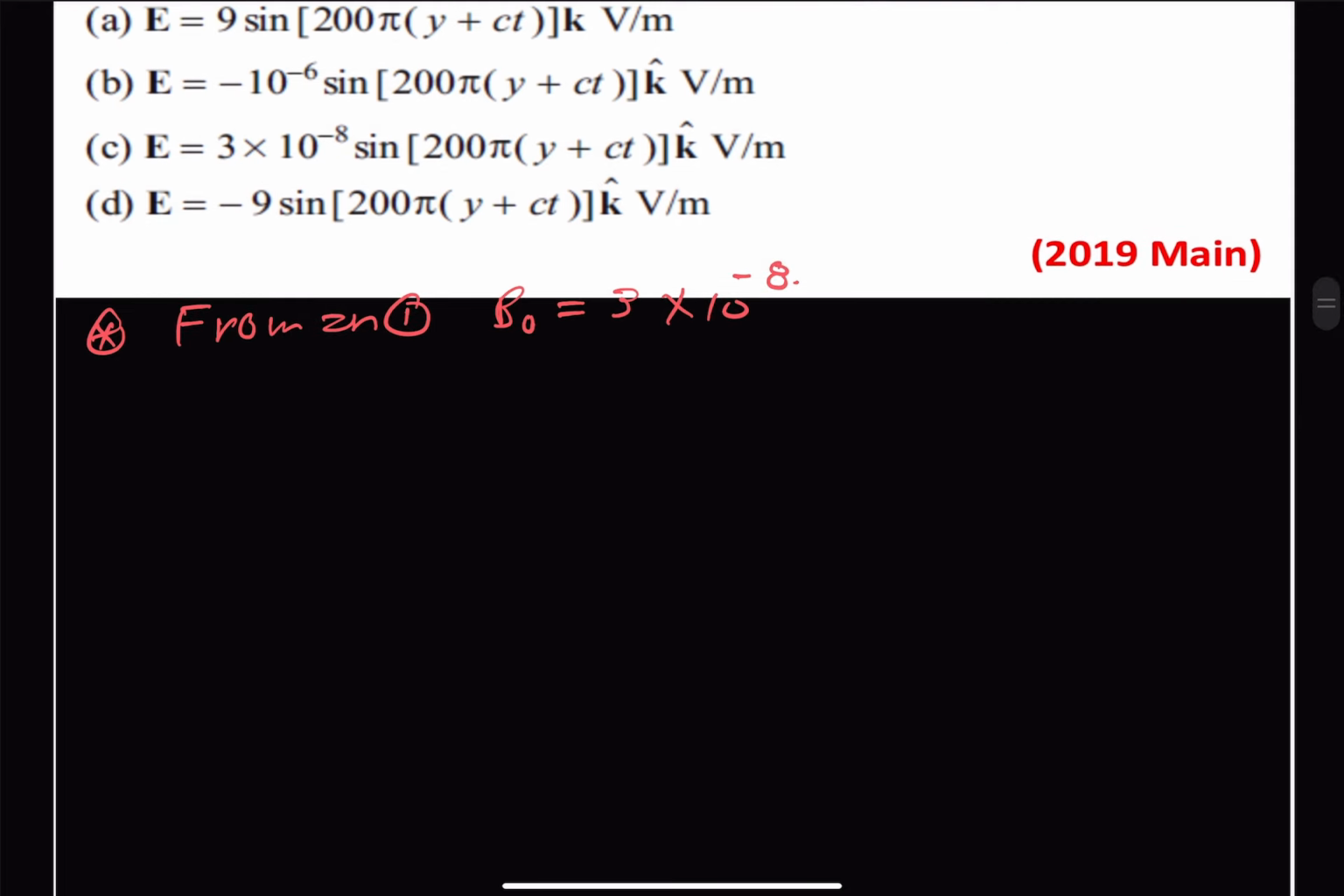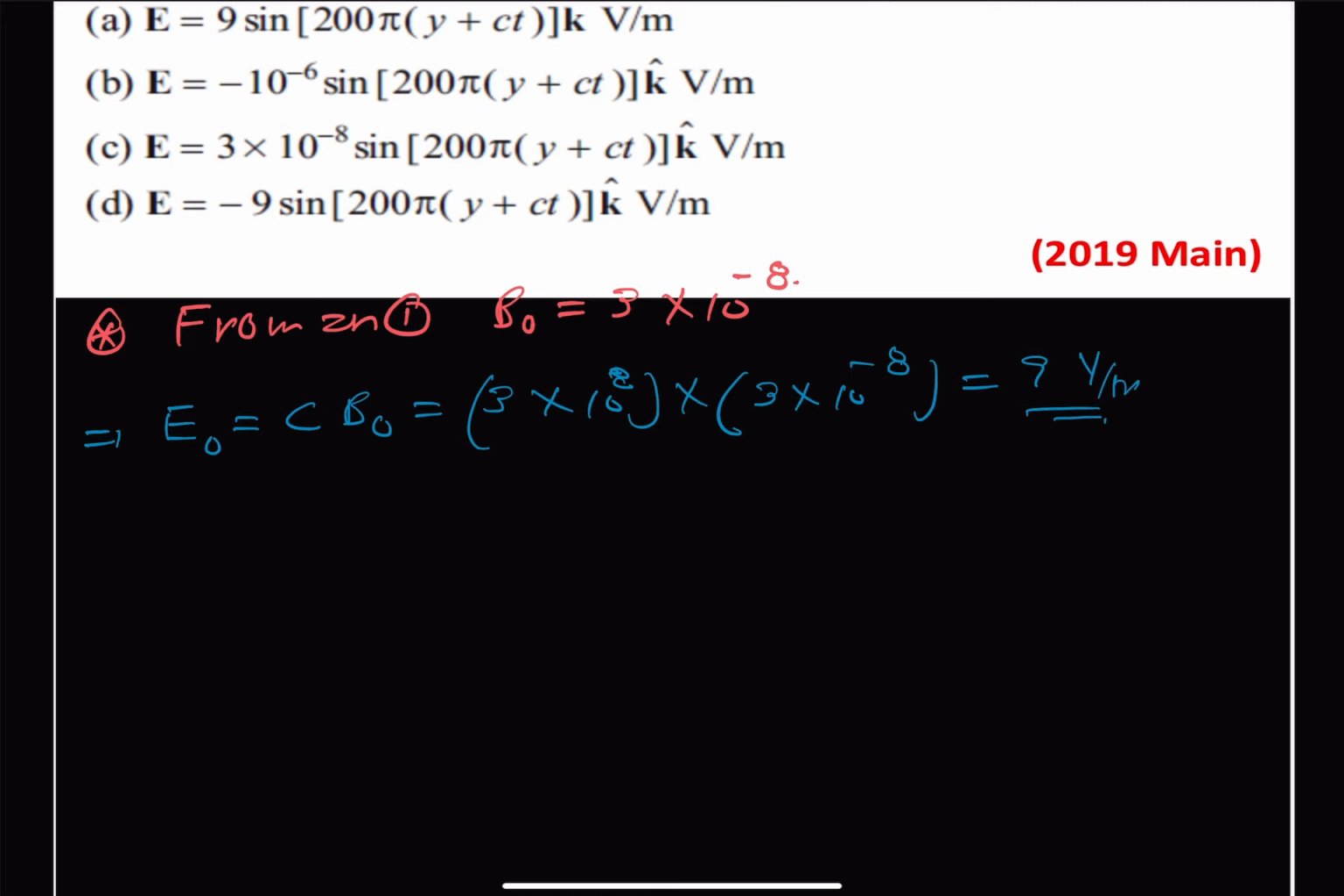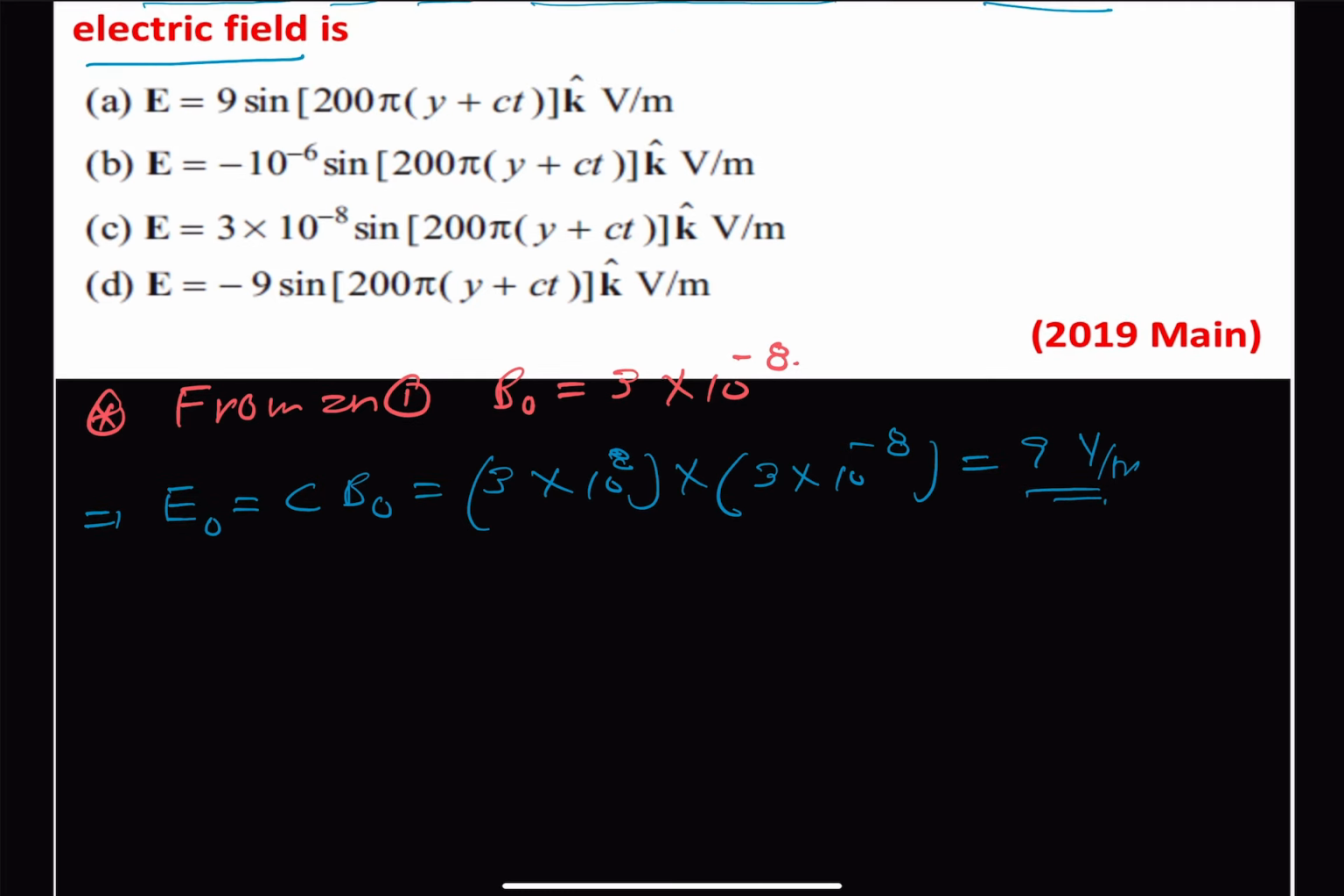And we know the relationship between electric field and magnetic field. Therefore, we can say our E0 is equal to C times the magnetic field. So we get 3 × 10⁸ multiplied by 3 × 10⁻⁸, which comes as 9 volt per meter. So at least we can say that options B and C are incorrect. Only option A or D will be the correct one.